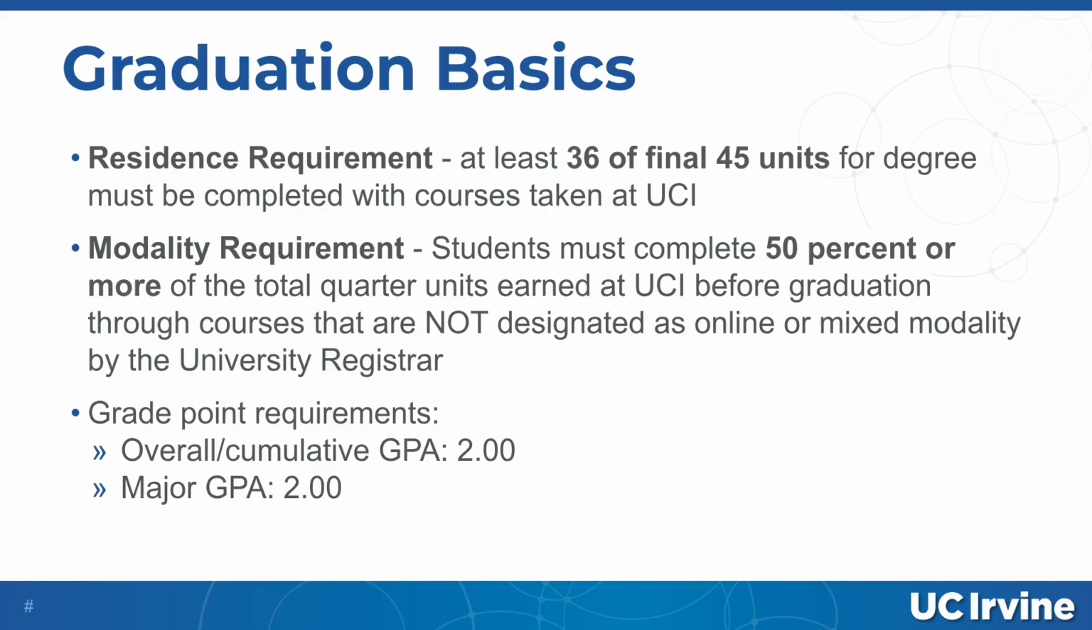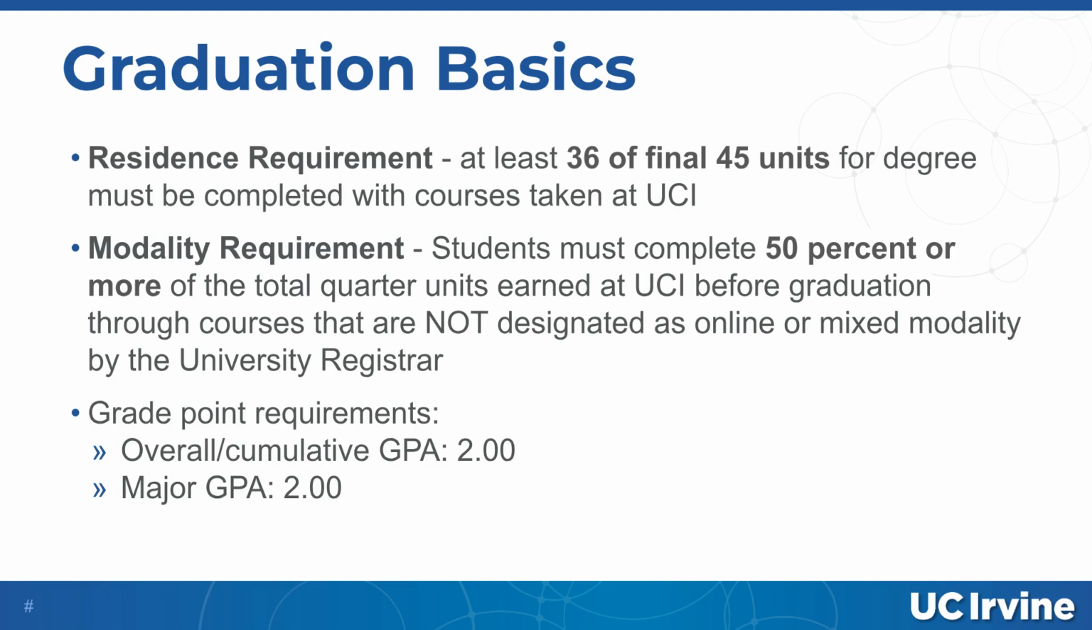In addition to unit requirements, there is a residency requirement stating that of your final 45 units, at least 36 must be completed at UCI. This means that no more than 9 quarter units of your final 45 may be transferred in from another institution. If you are considering studying abroad during your final quarter, please note that any UC Education Abroad program or UCEAP counts as in-residence coursework, making it a viable option for satisfying the residency requirements.